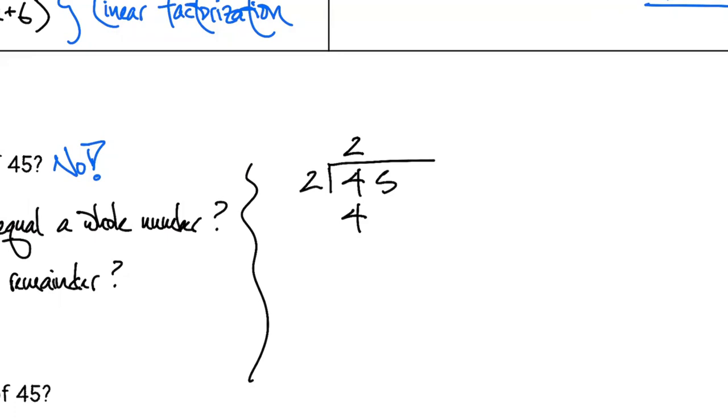Before we bring the 5 down, what do we do? Yeah, we're going to subtract, right? So I'm going to put a subtraction here and draw that line. So 4 minus 4 gives me 0. And now I'm going to bring down that 5. Okay. Now what do we do?